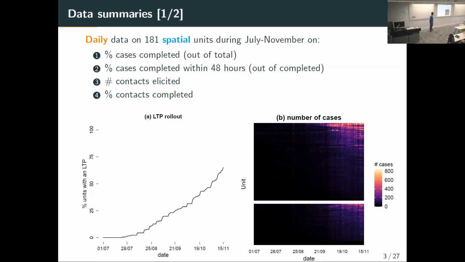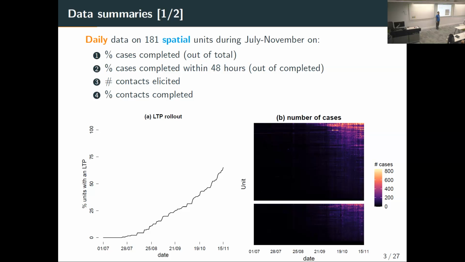Down here, you see two characteristics of the data set. On the left-hand side, I'm showing you, for each day during the study period, how many of my spatial units had the intervention. You can see that at the beginning, nobody had it. But as we gradually moved towards the end of our study, more and more areas started the local tracing partnership. It's what you sometimes find in the literature referred to as staggered adoption of the treatment, of the intervention.